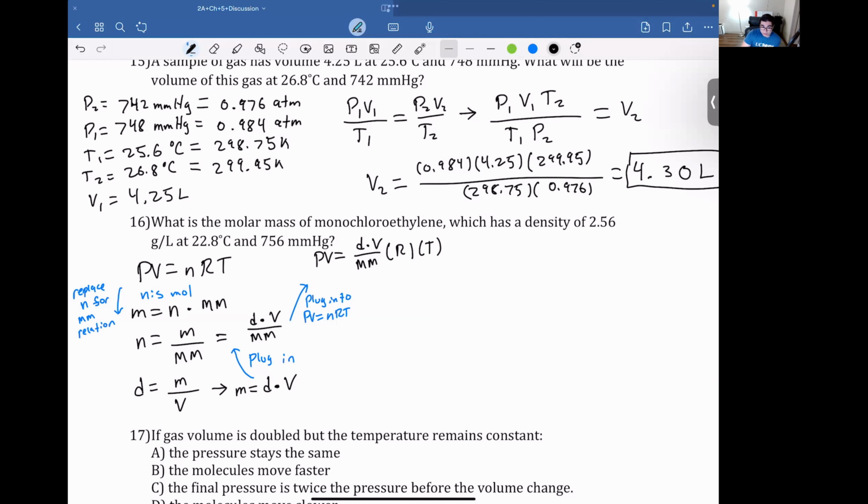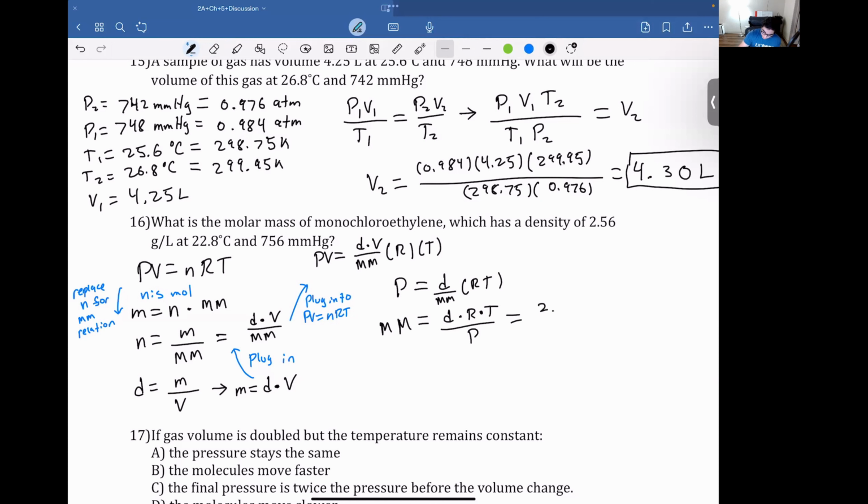Now we can solve for the molar mass. So note how the volumes cancel out. So P is equal to D over molar mass, RT. And I'm going to solve for molar mass here, which is going to be density times R times T over pressure. Now we have everything that we need and we can just plug it in.